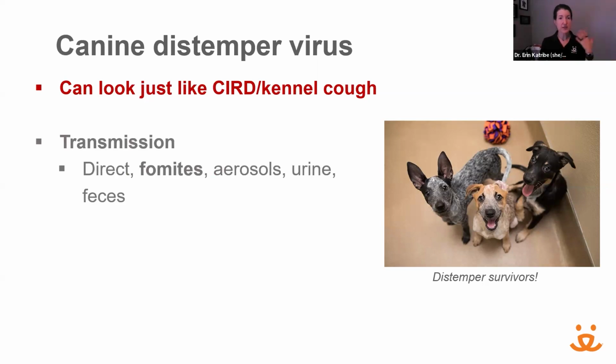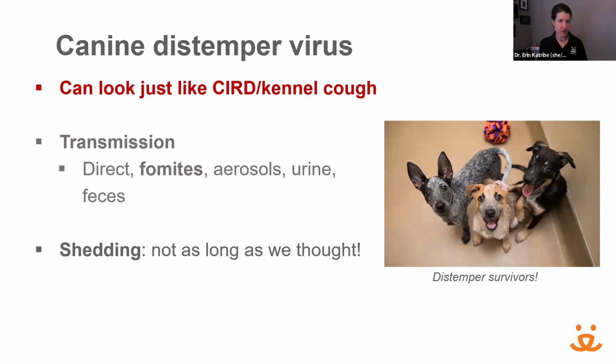Transmission is direct, it's via fomites. By and large in the shelter it's fomites, although it is transmitted via aerosols in the urine and in the feces. Shedding is not as long as we once thought, and I'm happy to dive into that in more detail. We used to think these dogs were contagious for really prolonged periods, and new research is suggesting that it's not nearly as long. One nice thing about distemper, it lives for a few hours, but it doesn't live for days or months like parvo and panleuk do. Still enough for fomite transmission, so it's still important to take biosecurity precautions.